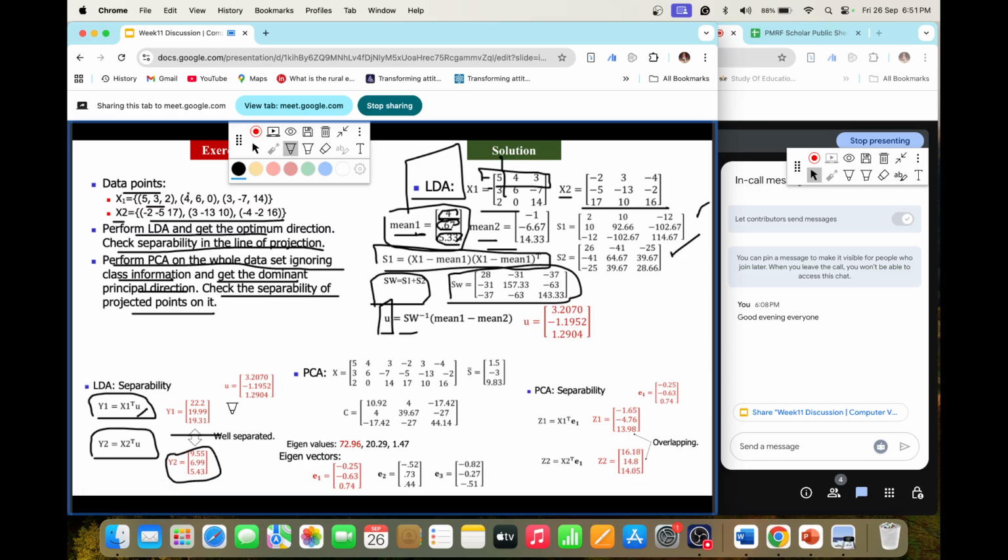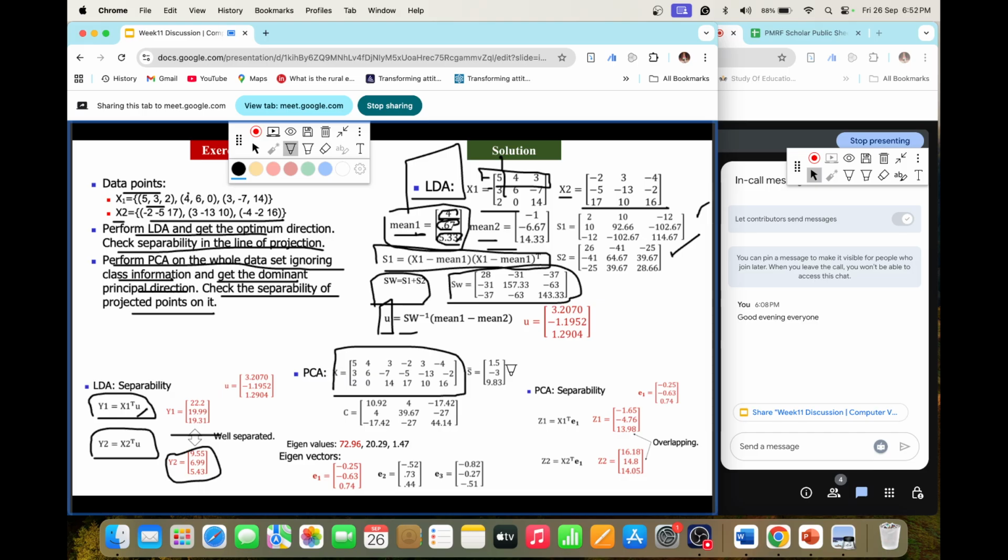Now we will see about PCA. In PCA we do not have any information about class, so we have to write all the data points in one go. That is one set, so we are writing only x.